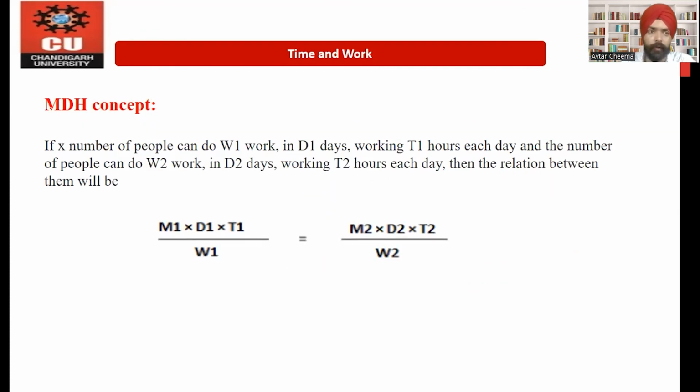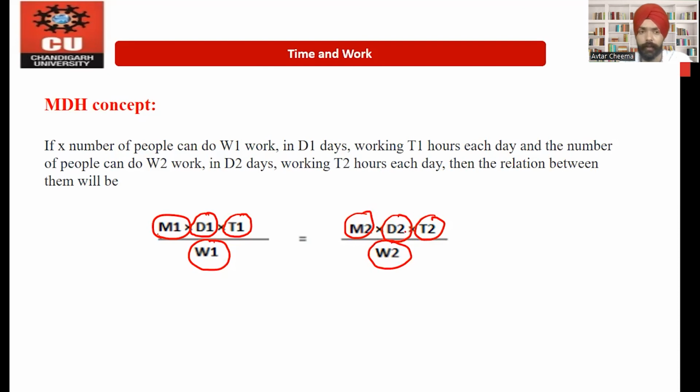Next one is the concept of MDH. Here we have to write M for the number of people, and D represents the number of days, T represents the time taken by them, how much time they are taking to complete the work, divided by how much work they are completing. So W represents work, and we are comparing with the other data which is given. On the other side, the number of people, the number of days, how many days they are taking, how much time they are taking, divided by the work they are completing.